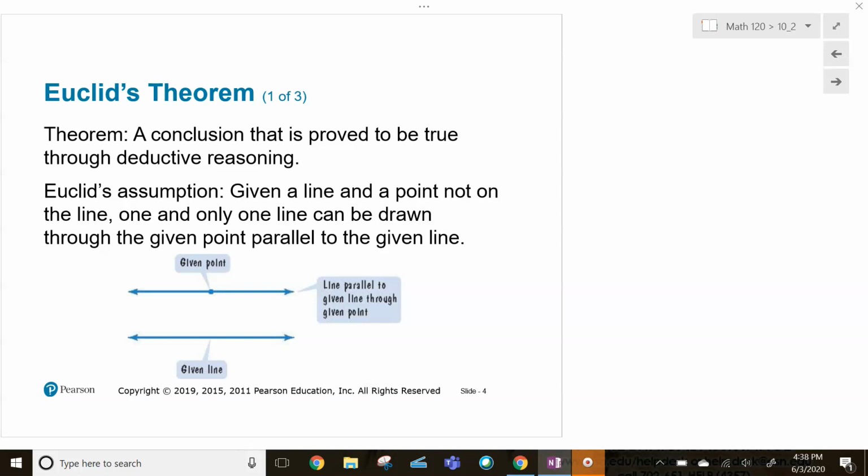Here's something called Euclid's assumption, and it just says: given a line and a point not on the line, right? So you've got a line and a point not on the line. There's only one line that can be drawn through the point that's parallel to the given line.